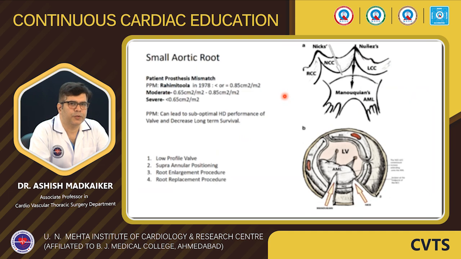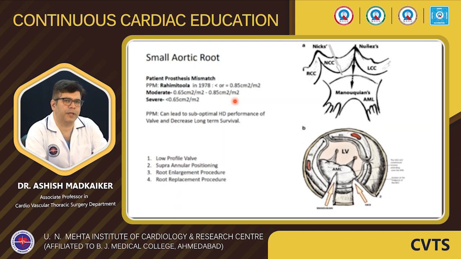Now we'll come across two important situations which I will discuss today, wherein we can have problems in our clinical practice. One is small aortic root. A small aortic root means we may not be able to put a desired size of prosthesis in these patients. By that, the concept of patient prosthesis mismatch gets highlighted. This concept was given by Rahimtoola in 1978, wherein he described that if you are not able to put a desired prosthesis with effective orifice area more than 0.8 centimeter square per meter square, then we may not actually achieve the purpose of our surgery.